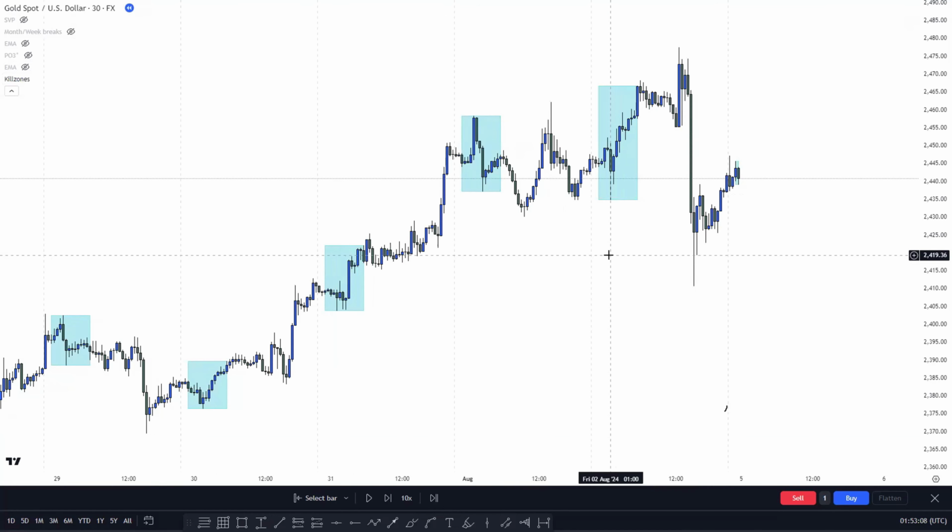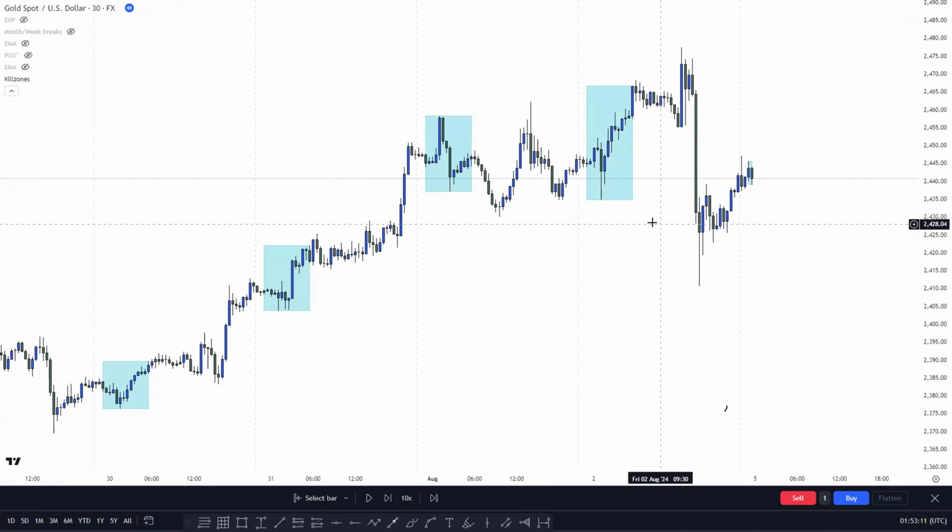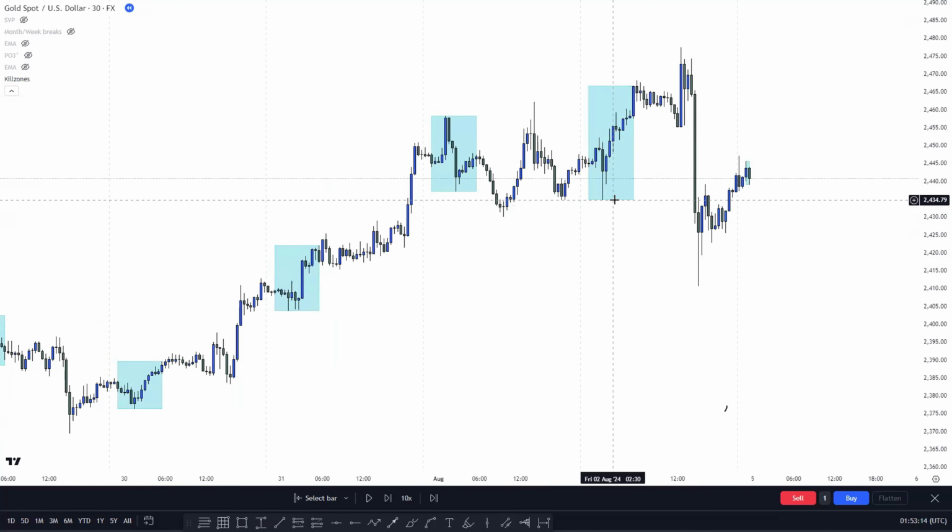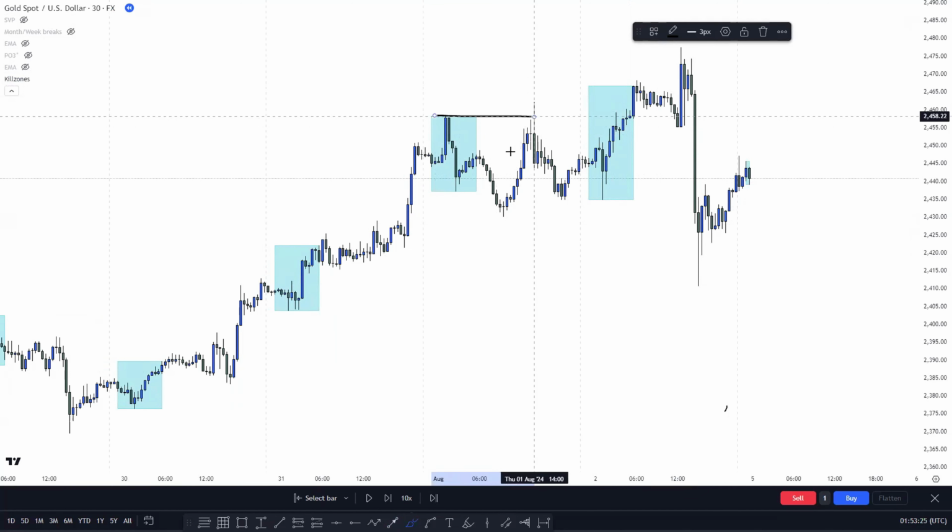The third thing we are going to take note of is the London Killzone indicator. The London Killzone indicator helps us to identify our Asian high and low. With this indicator, we could identify here to be our Asian high and here our Asian low. So this was the price movement during the Asian session.